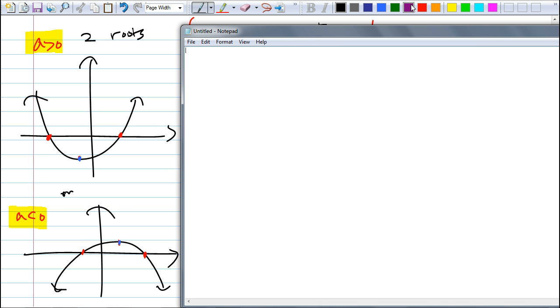How many people agree with Claire? When the vertex is above the x-axis, you get no roots. Well, take a look at this one right here. Isn't the vertex above the x-axis? But it's going the wrong way. So you have to say it carefully. What you're describing then is what? Who can help Claire? What should she say? Yes, you will get no roots if the vertex is above the x-axis, but what?